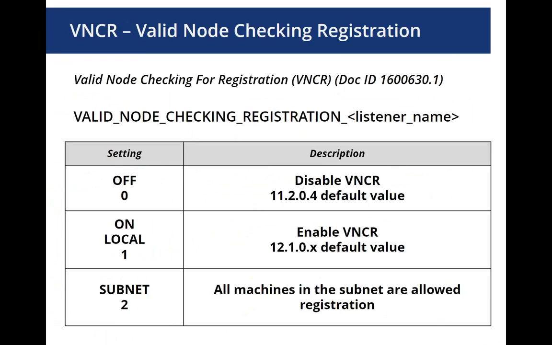And then finally, there's actually a third option, where you can set it to subnet too. We recommend definitely setting it to on. So if you have an 11.2.0.4 environment, VALID_NODE_CHECKING_REGISTRATION should be set to on. You do need to add that in, whereas in 12.1.0.1 and 12.1.0.2, it is set to on by default and you don't need this parameter. You can also set it to subnet, which will allow registration just from local machines on the subnet, the same subnet as the database server. So if you do have a secure data center and you know that there are no other machines that can possibly be compromised on that subnet, that's an acceptable setting too.